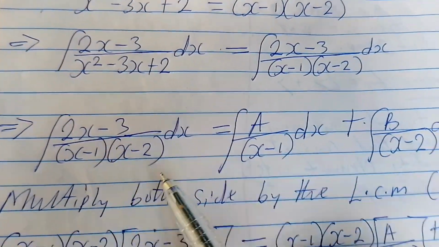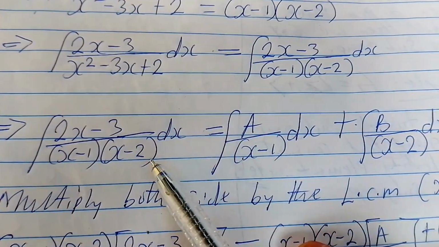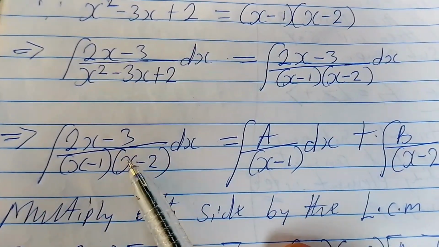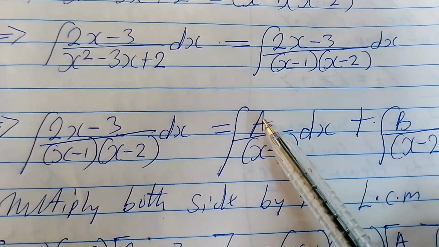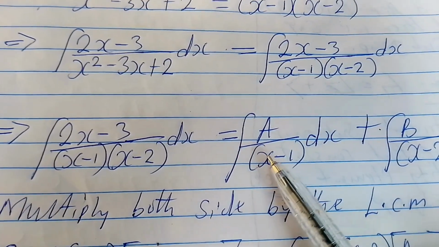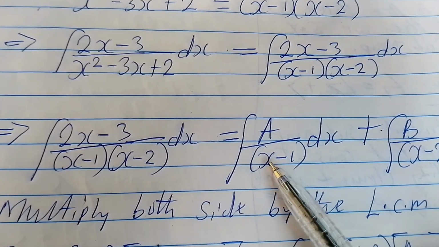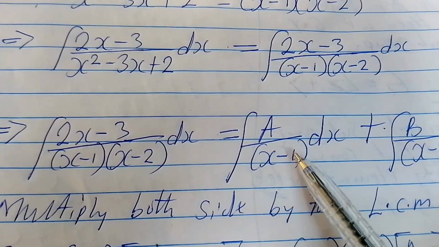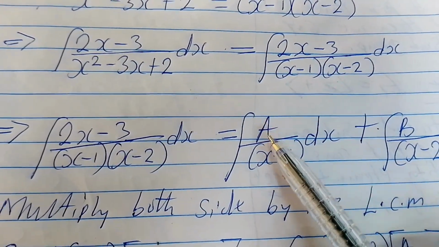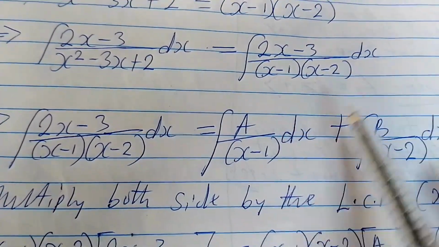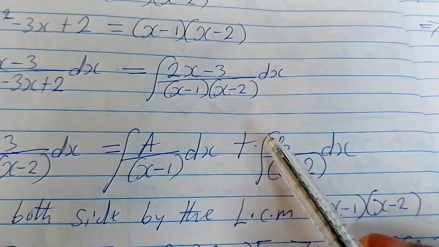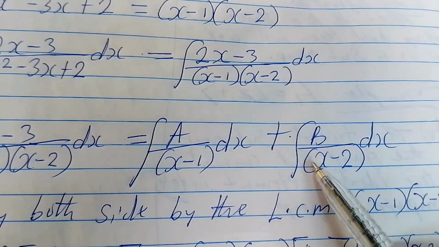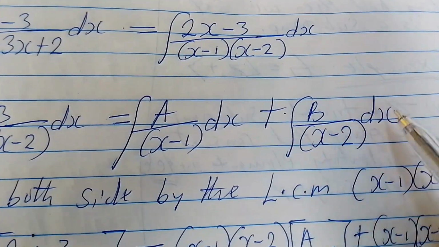We are going to assume that the first bracket, the denominator x - 1, has numerator A, so we have the integral of A over x - 1 dx, plus the second denominator, x - 2, which we assume has numerator B. So we have the integral of B over x - 2 dx.